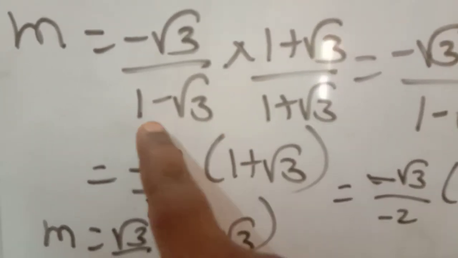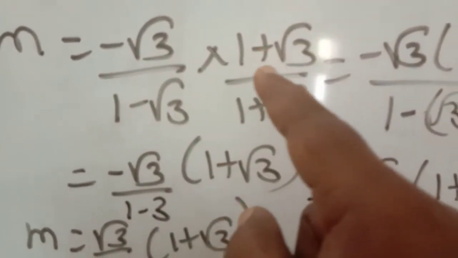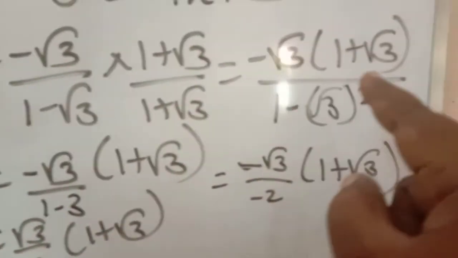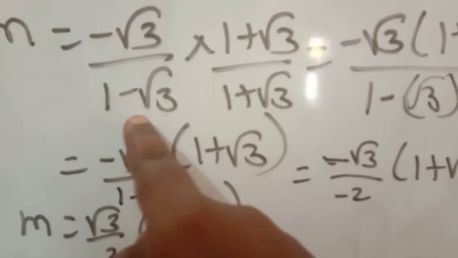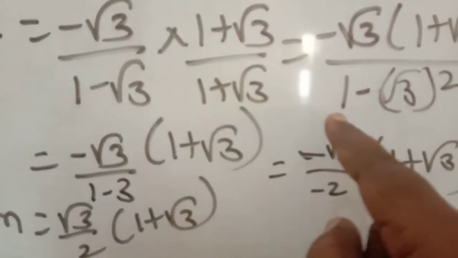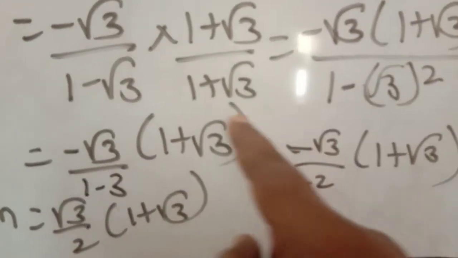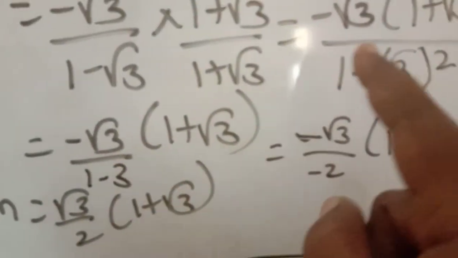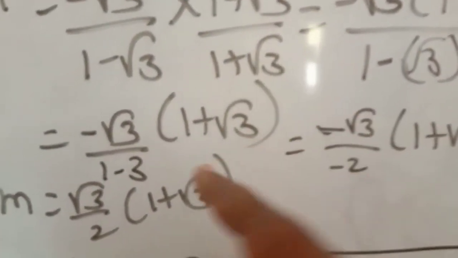So 1 minus root 3. So multiply by that conjugate, 1 plus root 3, both numerator and denominator. So minus root 3 into 1 plus root 3. The denominator is in the form of a minus b into a plus b, so a square, 1 square is 1, minus b square, root 3 square. Root 3 square is 3, root 2 square is 2, root 5 square is 5. That we know. Okay.